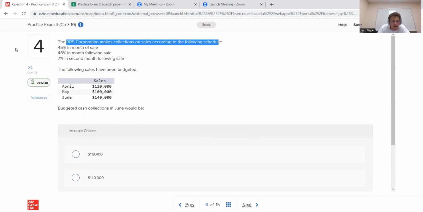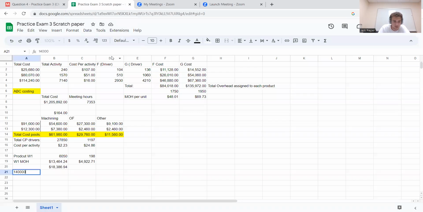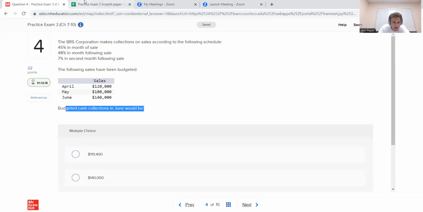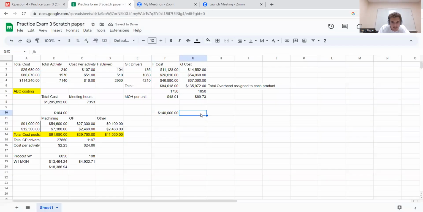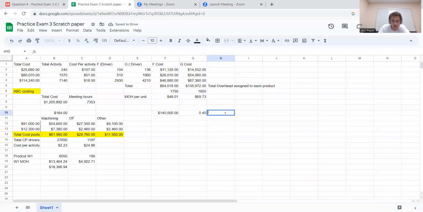Collections follow this schedule: 45% in the month of sale, 48% the following month, and 7% the second month following. Budgeted cash collections in June would be: here's what we're going to do. In June, we collect 45%, so we'll do 140,000 in dollars times 0.45, because that's the month of the sale.